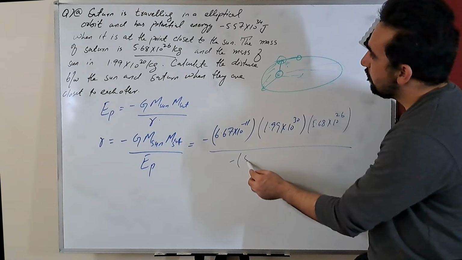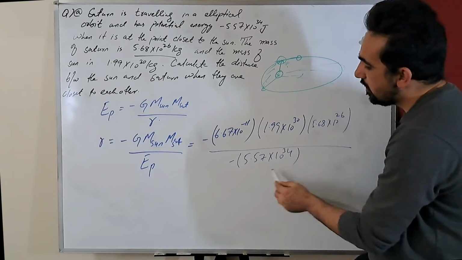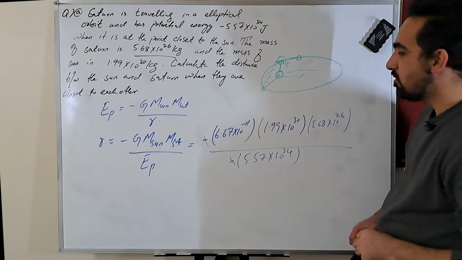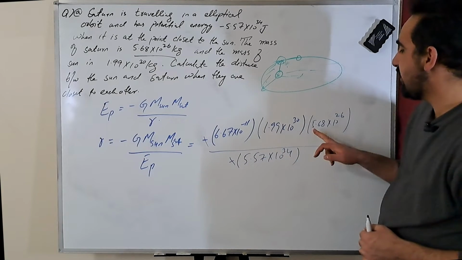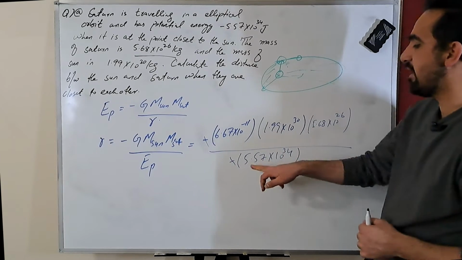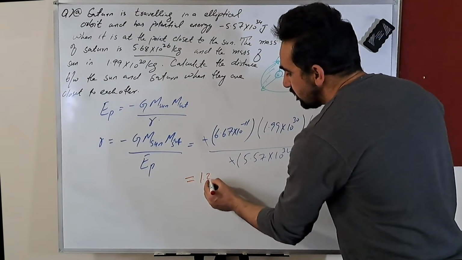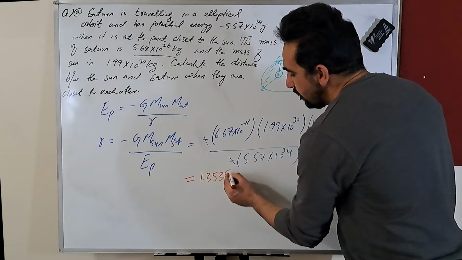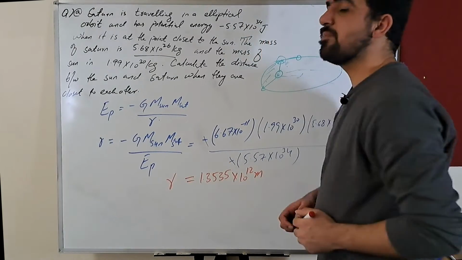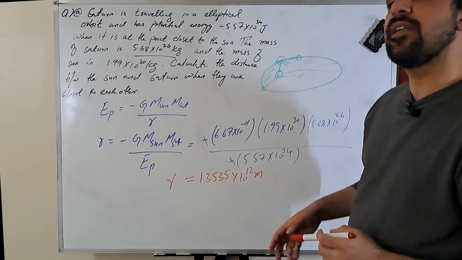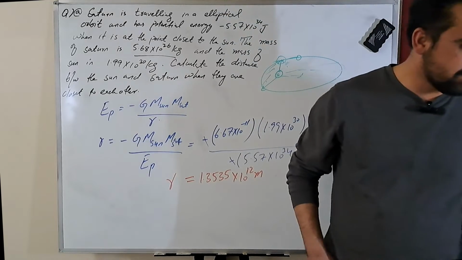minus 5.57 into 10 to the power 34. So minus and minus will cancel out, and we need to multiply 6.67 by 1.99 by 5.68 divided by 5.57. That gives 1.3535 into 10 to the power 12 meter. So the distance between Saturn and the sun is 1.35 into 10 to the power 12 meter.